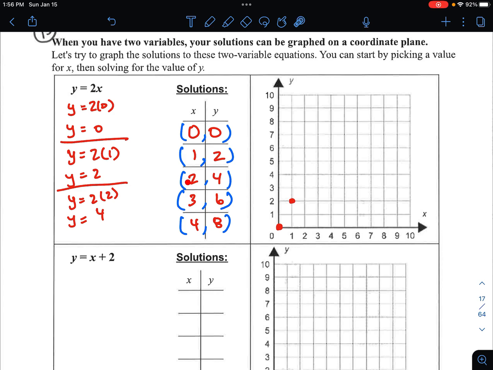0.24, 2 on the x-axis, 4 on the y-axis. 0.36, you go 3, then 6, then 0.48, 4, then 8. And actually, can you figure out what 5 would be? Or what would happen if x is 5? Well, it'd be 10, so you can actually have a dot right there. And actually, a good idea, you can draw a line connecting those because it's going to make a straight line.